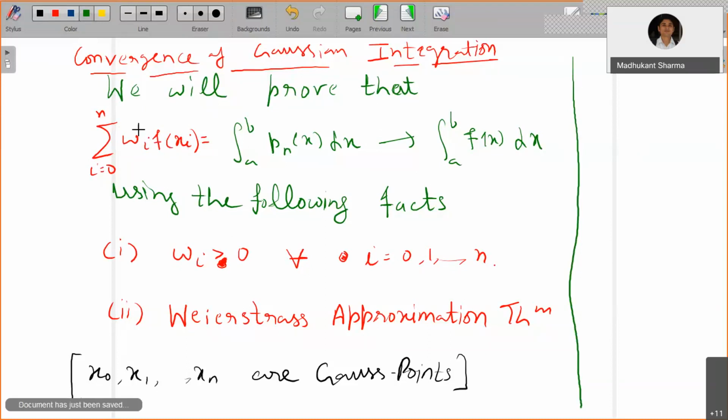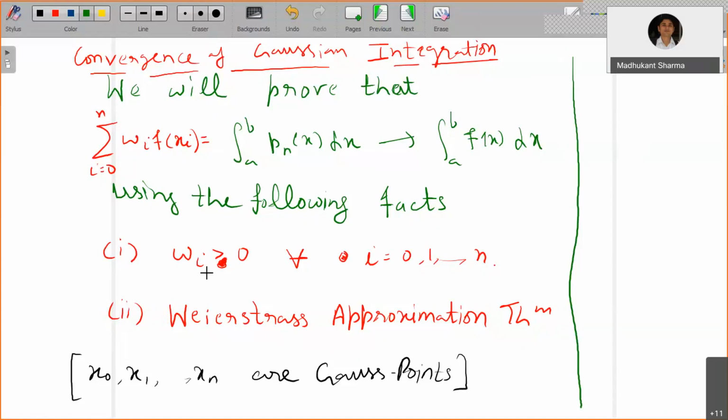Okay, they always are going to be strictly greater than 0. So we are going to first prove that in Gaussian quadrature, the weights are always going to be greater than 0. And then we are going to use the Weierstrass approximation theorem, which tells us that every continuous function can be approximated by a polynomial. So there are two things. The second thing we can use directly, that Weierstrass approximation theorem. The first thing needs to be proved.